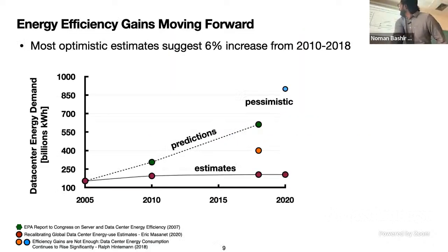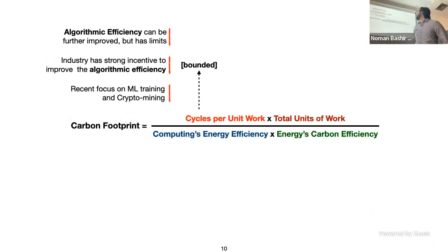Maybe 1 minute. Okay, so cycles per unit. Cycles per unit is a bounded entity. If you want to do some computation, you can never do that computation with 0 cycles. You have to consume some cycle.